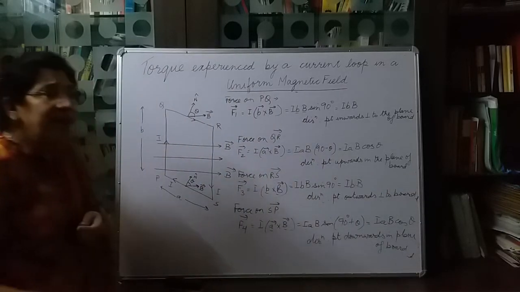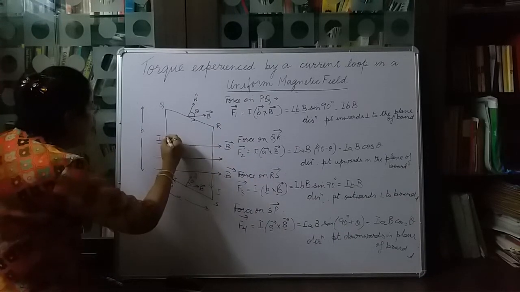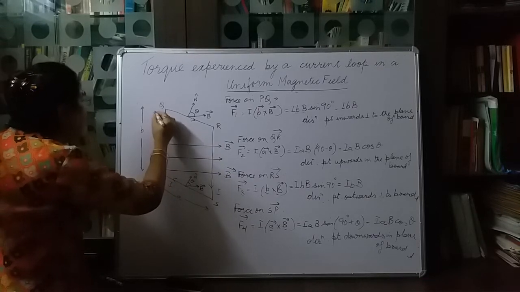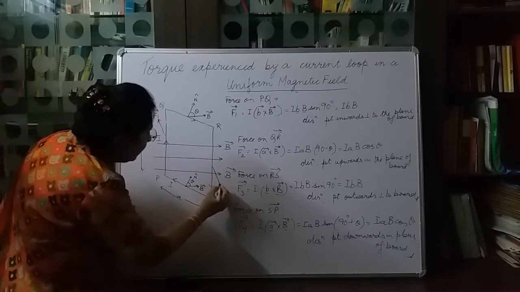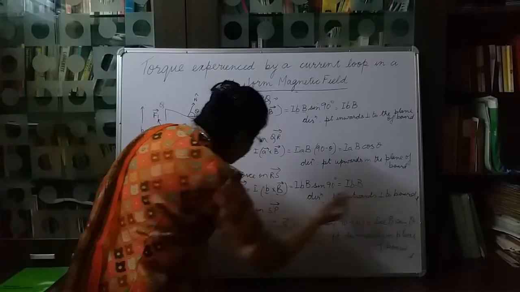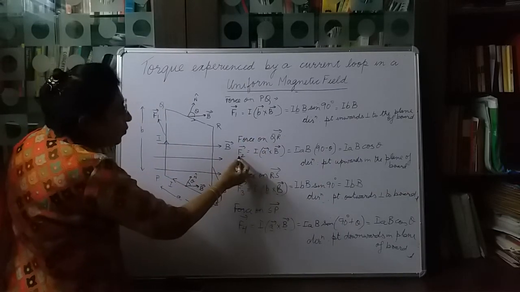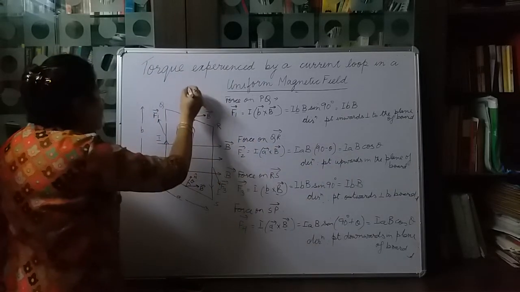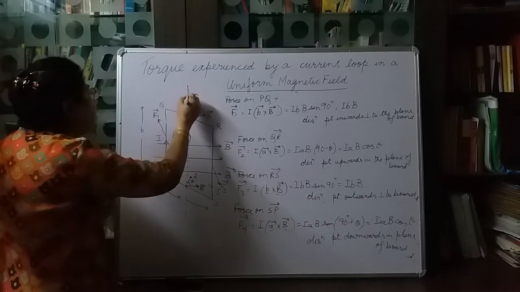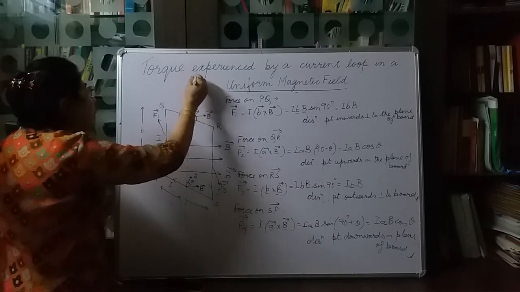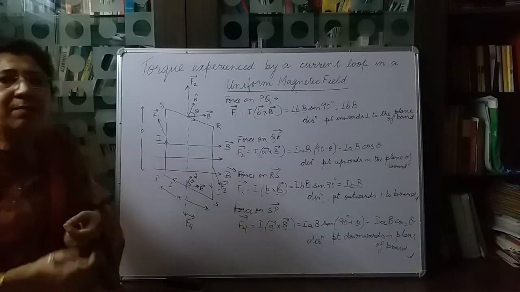Let us also represent the four forces on the diagram. F1, you can draw in this manner. F1 is perpendicular to the plane of the board, pointing inwards. F3 is pointing outwards, perpendicular to the plane of the board. F2, if this is the axis of the coil, F2 is pointing upwards and F4 is pointing downwards in the plane of the board.